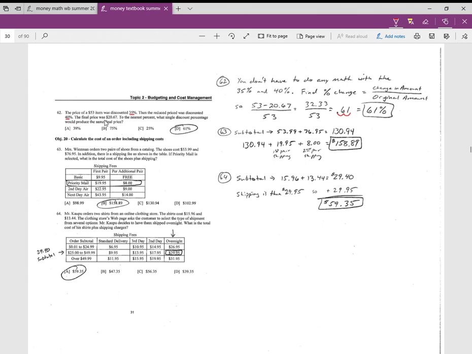Okay, here's a video for Objective 20. We're in the money textbook. Again, if you don't have that by you, hit pause, go grab your money textbook. When you have it, go to page 31. Objective 20, calculate the costs of an order including shipping costs.